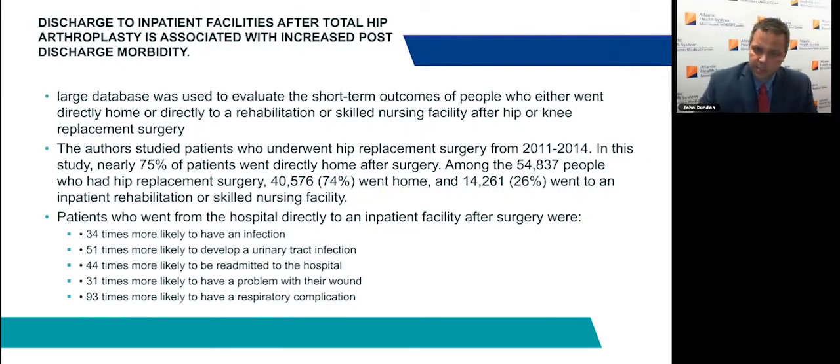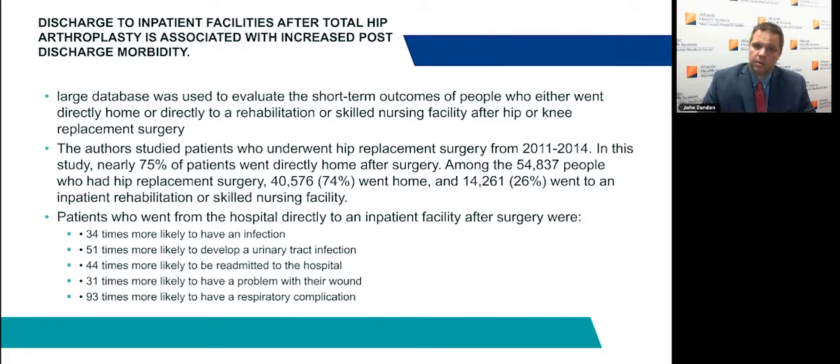This is a database study, so it's a lot more skewed, but it's showing even higher numbers. This one was out of HSS, where they just did a database study on people who went home versus people who went to an inpatient rehab or skilled nursing facility. Now, this wasn't able to be correlated because it was a database study, but in this specific study, this is one of the worst ones I saw. It had 4 times the higher rate of infection, 50 times the rate of UTI, 44 times the readmit rate, 31 times more likely to have wound problems, and 93 times more likely to have respiratory complications.